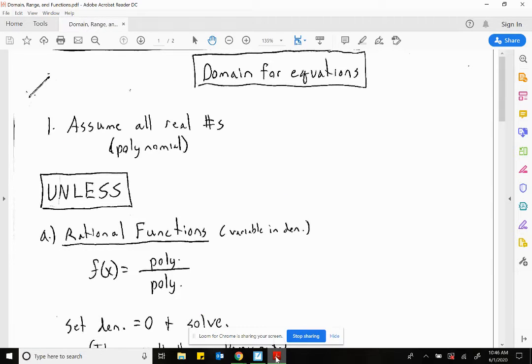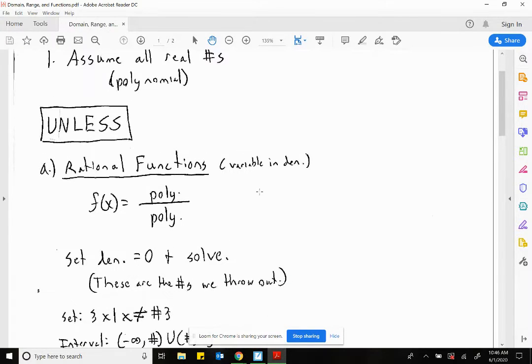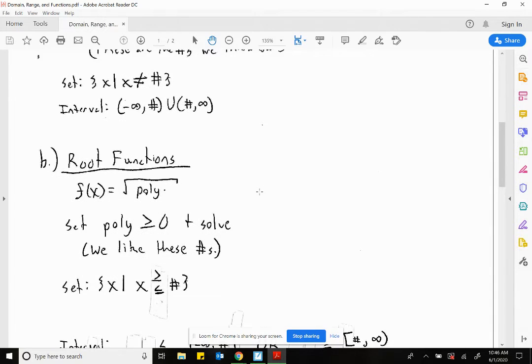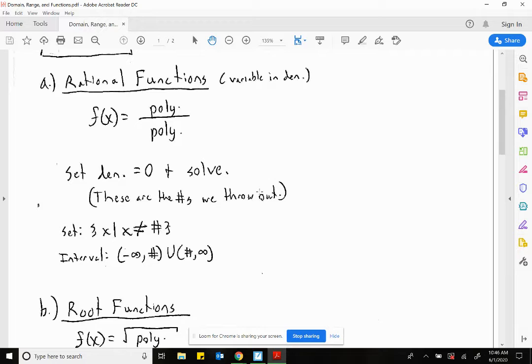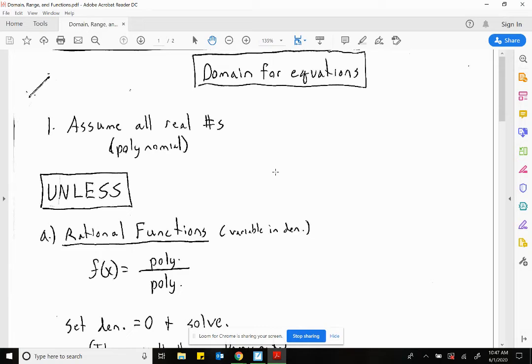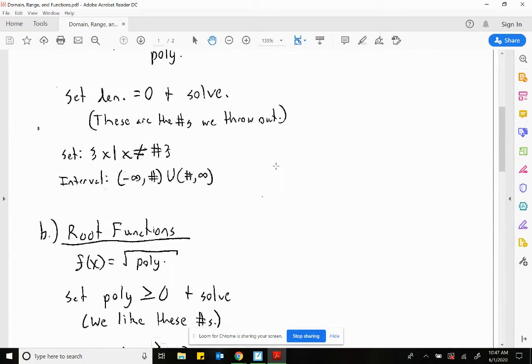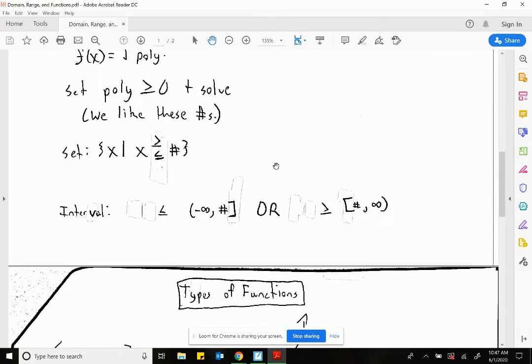For Module 1, Section 1.5, I've given you some notes on how to find the domain of functions when given the equation. We have found the domain of functions when given a set and when given a graph, and now we're going to complete that with finding the domain of a function when given an equation. We're not going to worry about range for this, okay? We just want to find the domain using the equation.